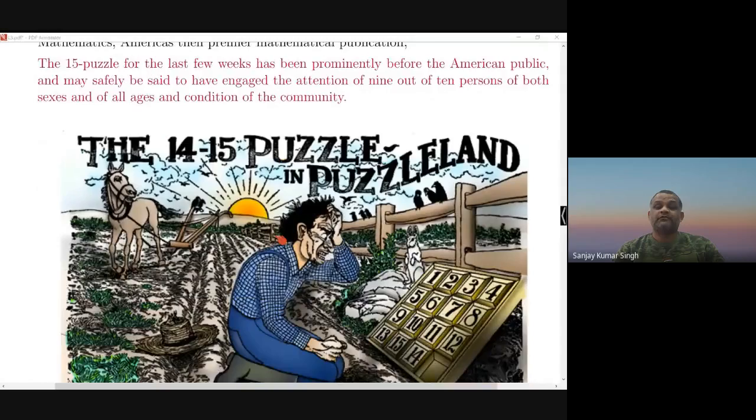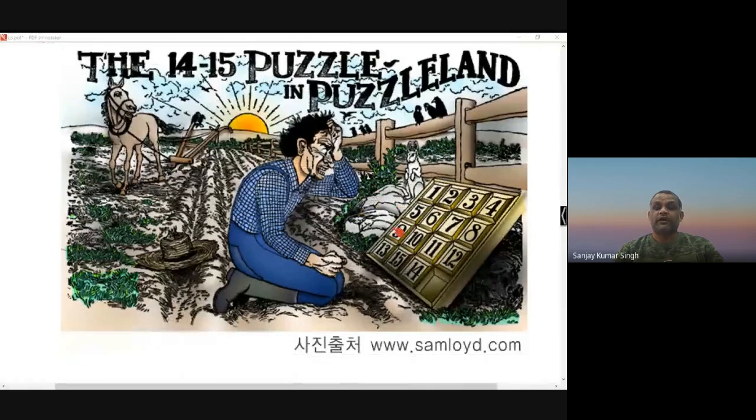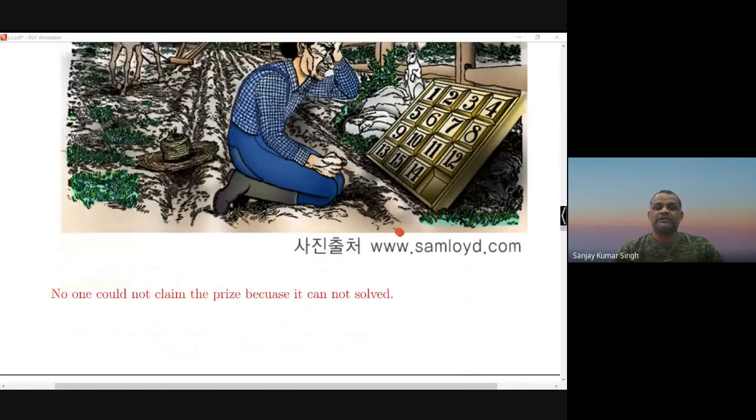After the 14-15 puzzle, these were the pictures which were popular. People were very crazy to solve that, but now we know that whatever effort you put in, you cannot solve it. So we can understand the picture.